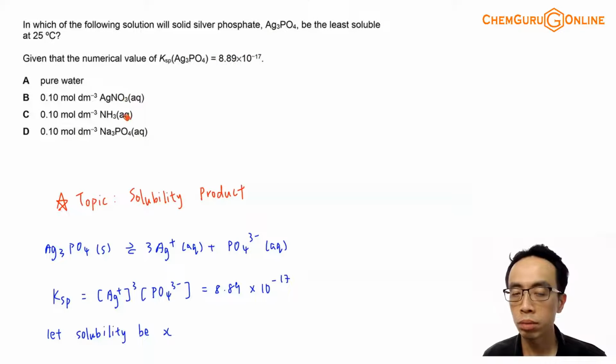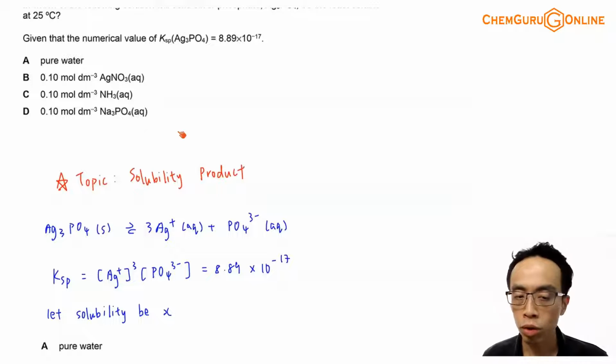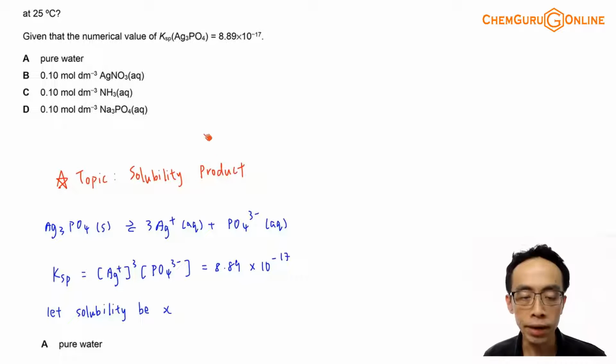So we have 4 permutations here, and we will try to calculate solubility for each of these solutions and determine which is the smallest value, since the question is asking for the least soluble solution. The topic tested in this question obviously is under solubility product. Dissociation involving silver phosphate is given here.